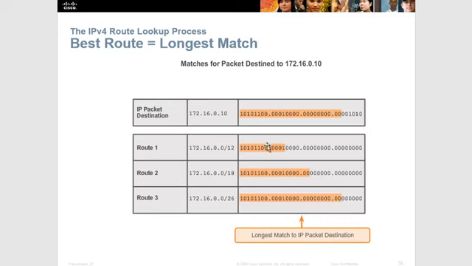So the best route equals the longest match. If you have some destination IP, your route that matches the most bits will be used regardless of administrative distance. Remember that. We've talked about administrative distance a lot. If there were two matches of the exact same length, then administrative distance would come into play. But if you've got more bits in one route than another, it's going to be used regardless of administrative distance.